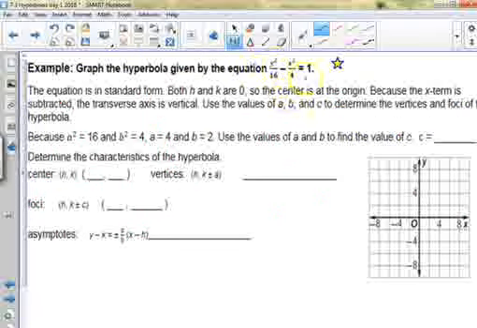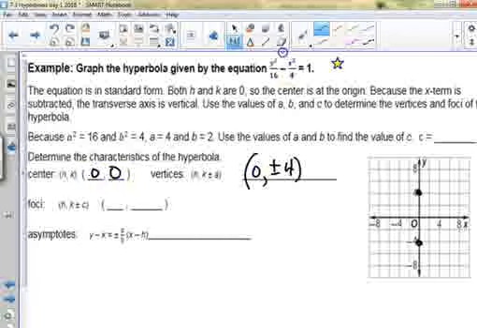Which way would this one open? Up, down, or sideways? Up, down, because the y is positive. Okay, how far would I go up and down to find the vertices? 4 and -4. So the vertices are at 0 plus or minus 4. The center was at 0, 0 because it had no shifting on the top. It wasn't y minus anything or x minus anything.